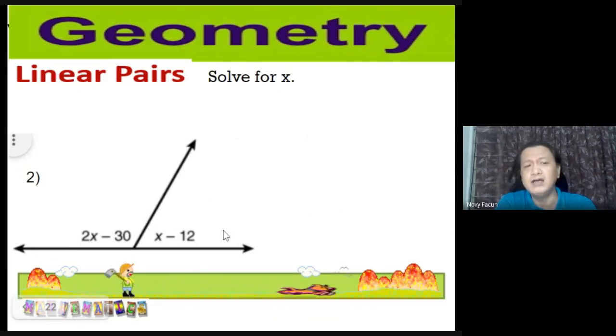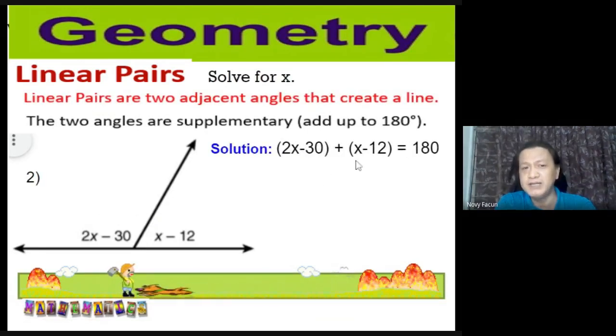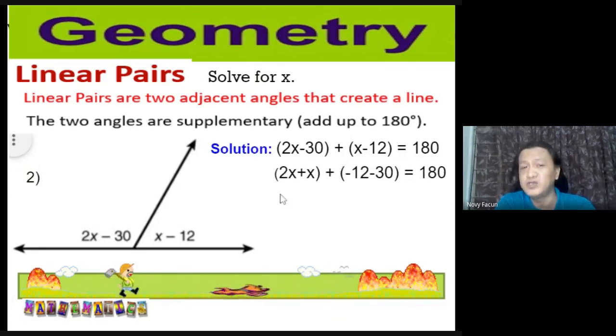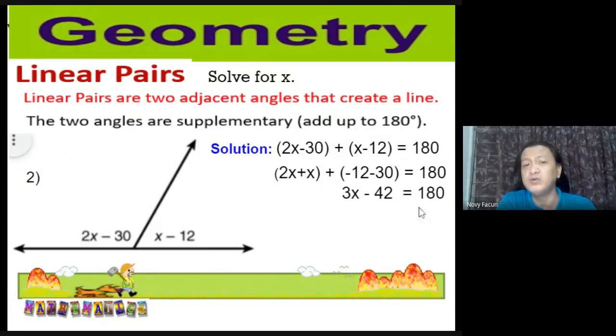So the smaller angle is x minus 12, kasi mas maliit yung opening ng angle mo. So the larger is 2x minus 30. And then you can now present the equation. We have 2x minus 30 plus x minus 12 equals 180. And then you can group the similar terms. Kaya naging 2x plus x plus minus 12 minus 30. Or you can read as negative 12 negative 30, is the same as minus. Yun yung function niya. And you can now add this. We have 3x minus 42 equals 180.